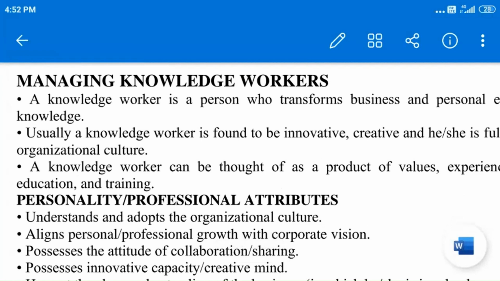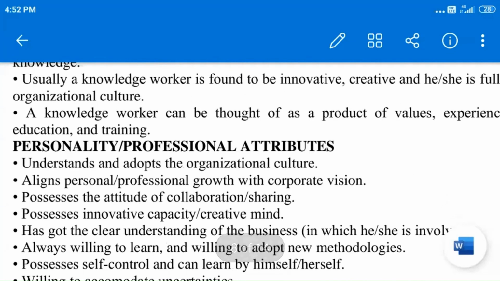Next is managing knowledge workers. We have discussed the knowledge workers, who they are and what they are responsible for. They convert tacit knowledge into explicit knowledge, so that it can be taken care of by everyone. And they should be aware of the organization culture. They should be innovative and creative, so that they can do the same job in less time.